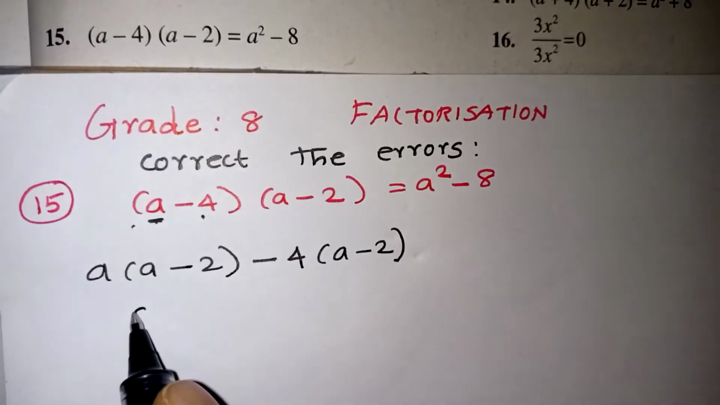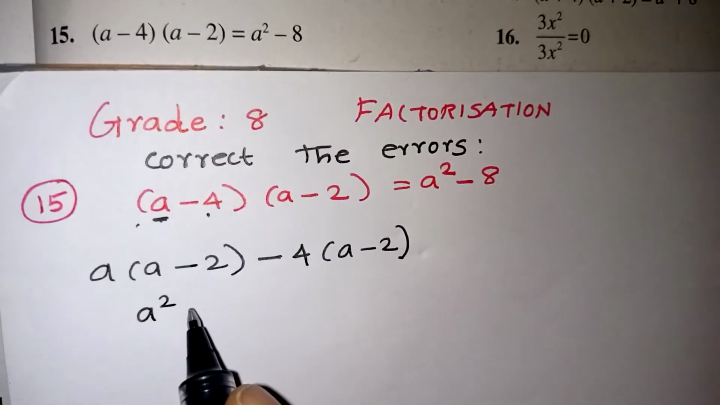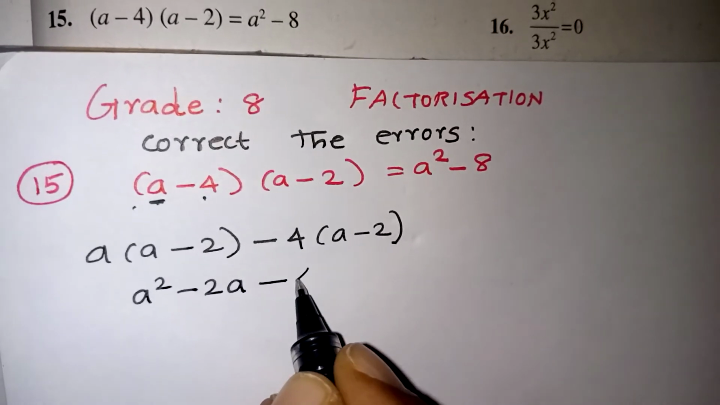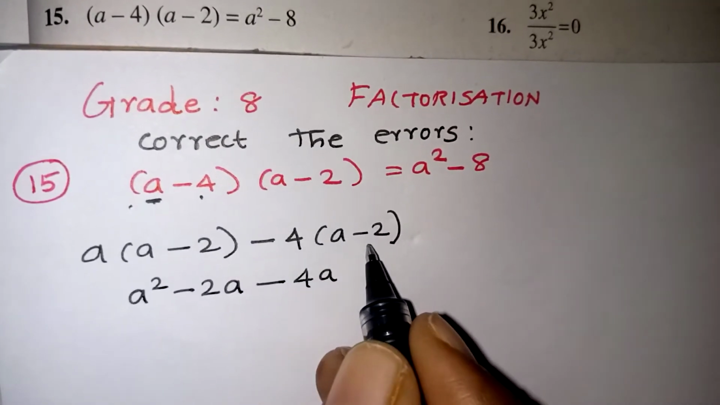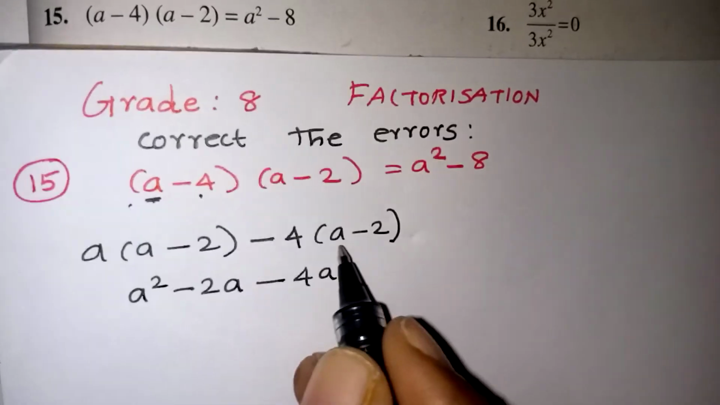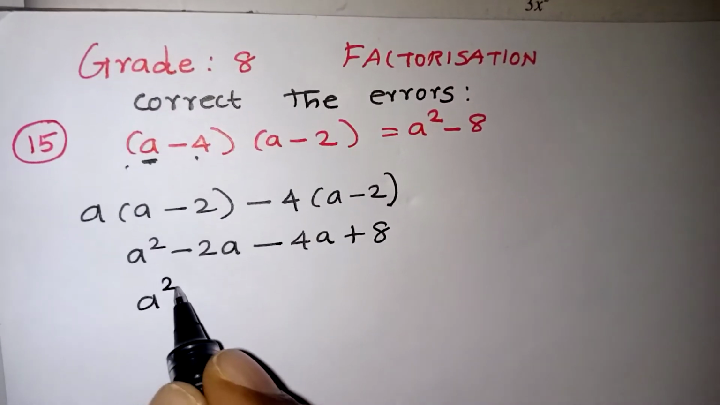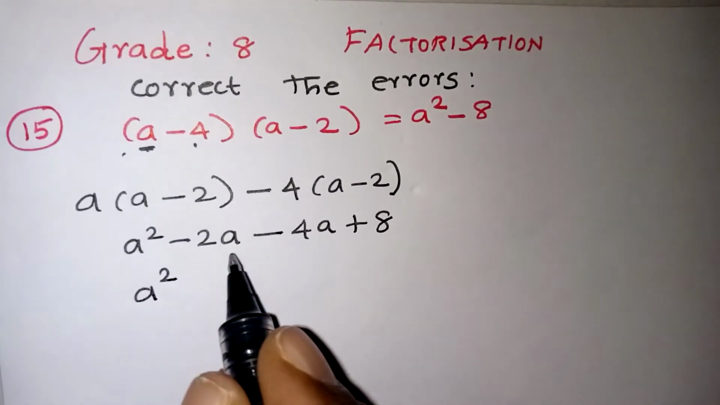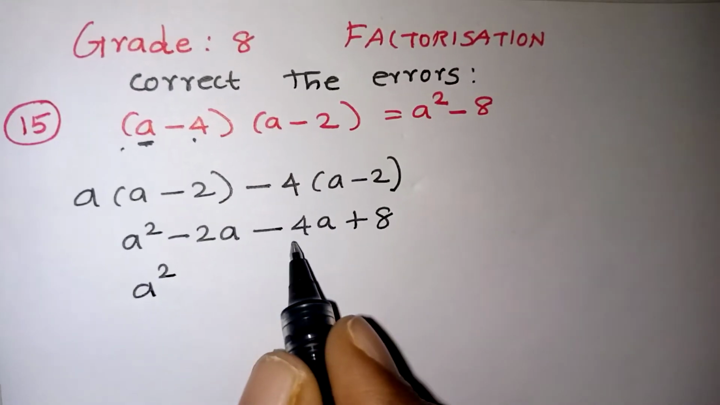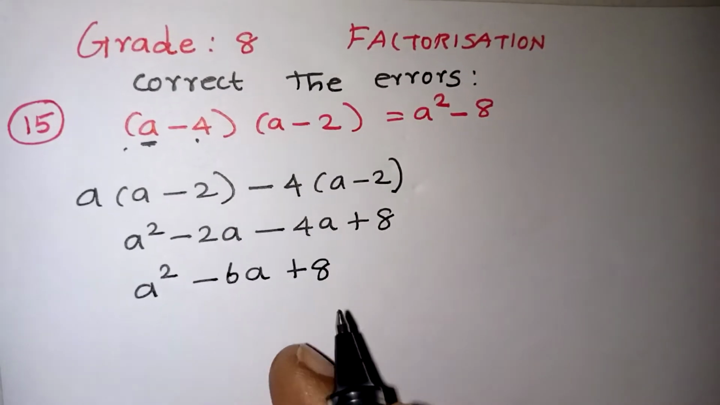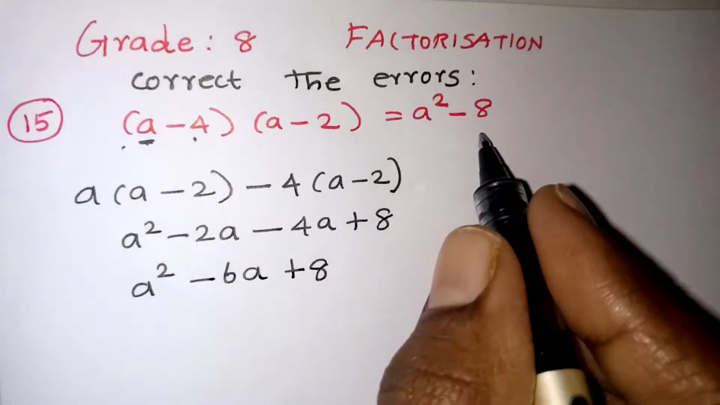Now a into a is a squared. a into 2, 2a, minus is there, so minus 2a. Minus 4 into a, minus 4a. Minus 4 into minus 2, minus into minus is plus, 4 twos are 8. Now a squared is only one term, write as it is. Minus 2a and minus 4a are both like terms. When we are adding, minus 6a plus 8. This is the correct one, but here they have given it wrongly.